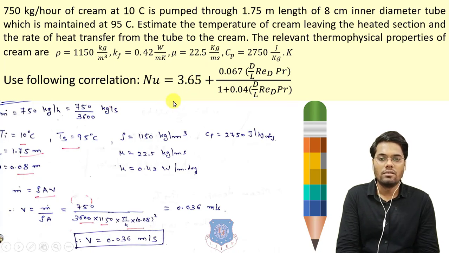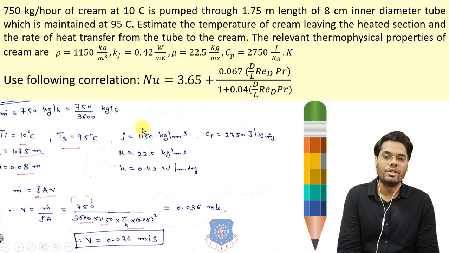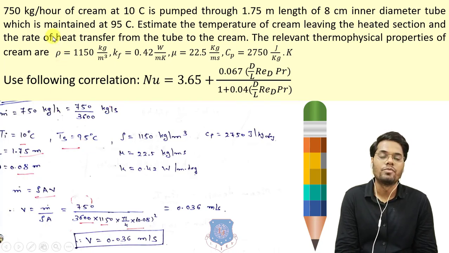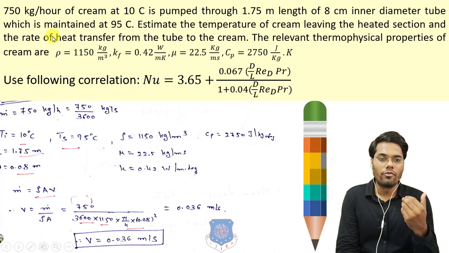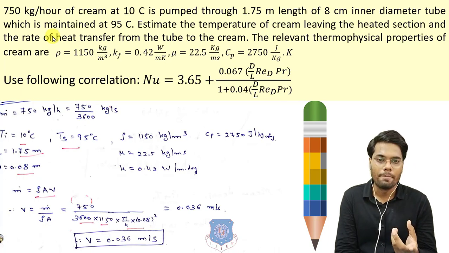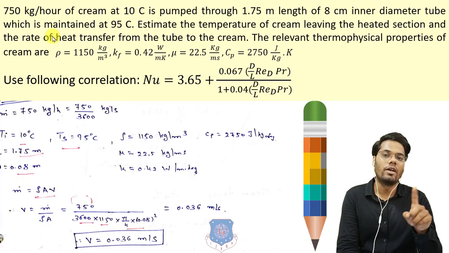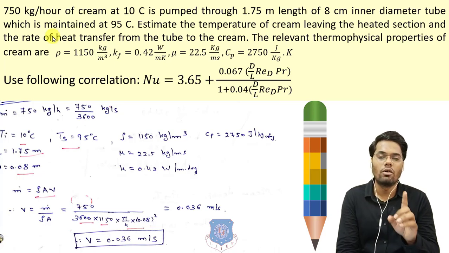As we solved in the previous question, first we need to find the velocity. In the previous question, our first step was to find the mass flow rate. In this question, the mass flow rate is already given. To find the Reynolds number, we require the velocity. The velocity is unknown, but to find it, the mass flow rate is already given.